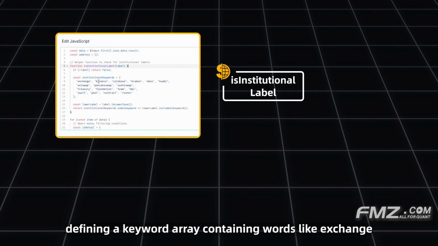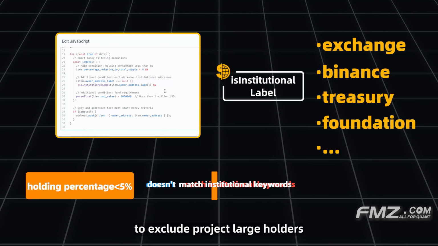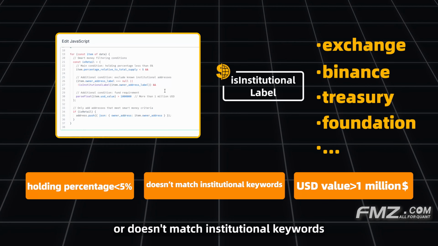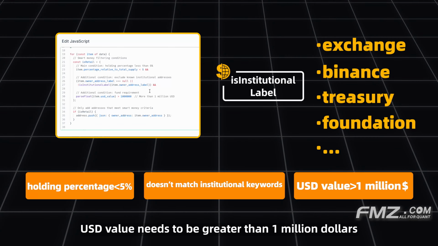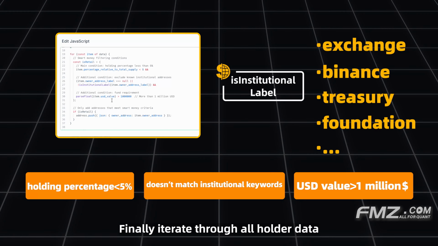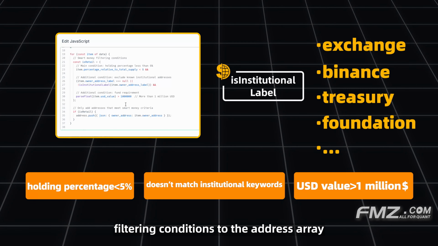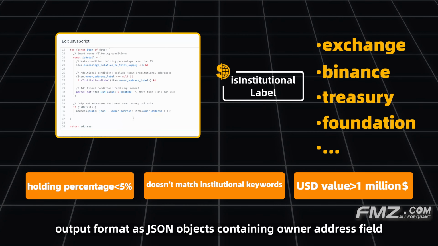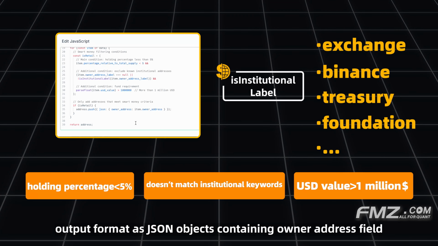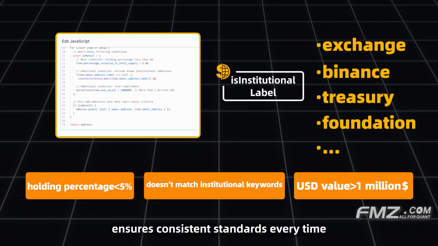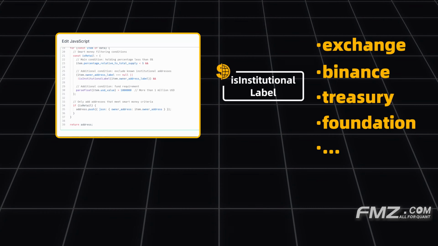Then set the main filtering conditions, holding percentage less than 5% to exclude project large holders. Address label is empty or does not match institutional keywords. USD value needs to be greater than $1 million. Finally, iterate through all holder data, add addresses meeting smart money filtering conditions to the address array. Output format as JSON objects containing owner address field. These rules define filtering criteria, but implementing with code ensures consistent standards every time.